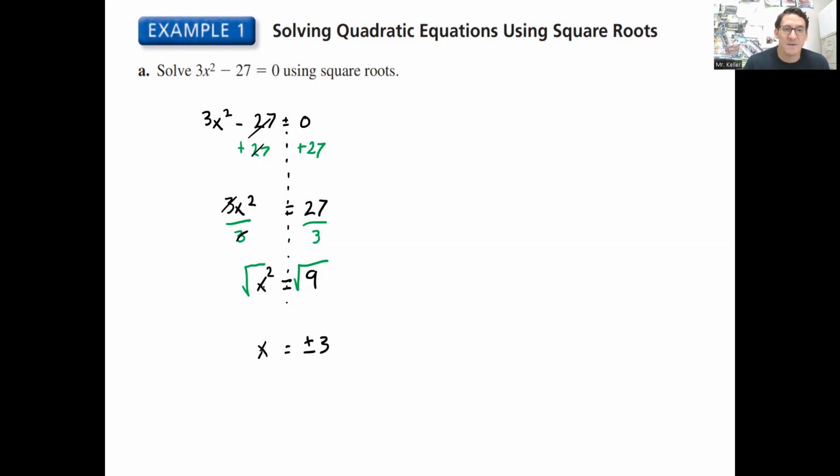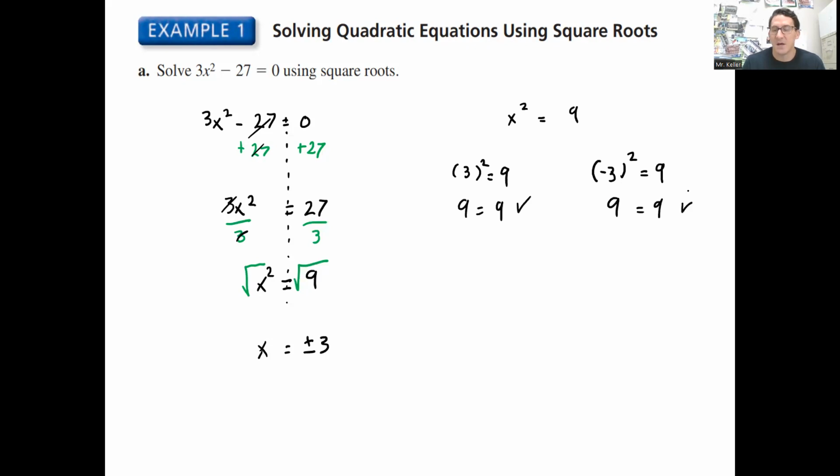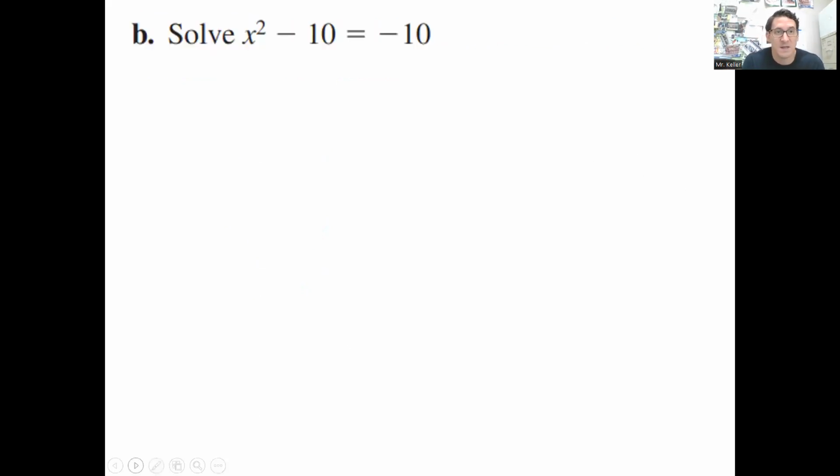The reason why it can be positive or negative: if we get all the way down to this part here, x squared equals 9. If we put in a positive 3 for x, positive 3 squared is 9, and that checks out. If we put in a negative 3 for x, negative 3 squared is also a positive 9, so that checks out. So when you take the square root, it's going to have two solutions, positive or negative. Don't forget that at the end.